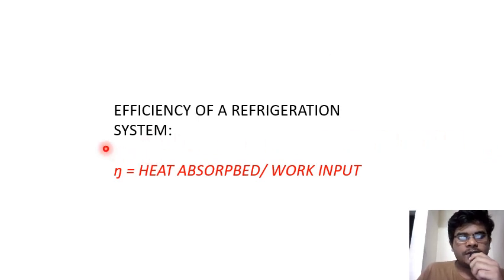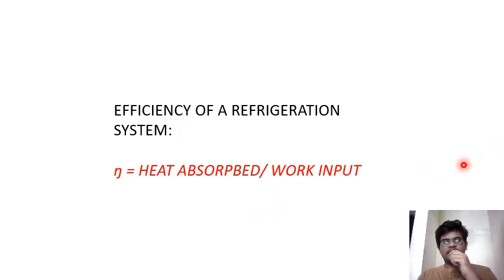The efficiency of a refrigeration system is given by eta equals heat absorbed divided by work input. The heat absorbed is taken across the evaporator entry and exit points, and the work input is taken across the compressor. Since the work input is given as electricity through the compressor, it will be taken across the compressor, and the heat absorption will be taken across the evaporator. So the more the heat absorbed, the more the efficiency of the refrigeration system.